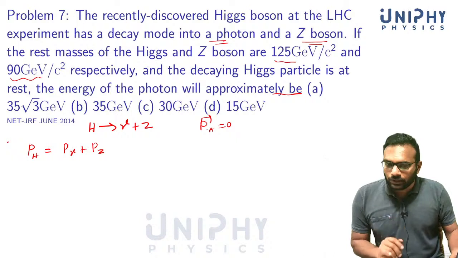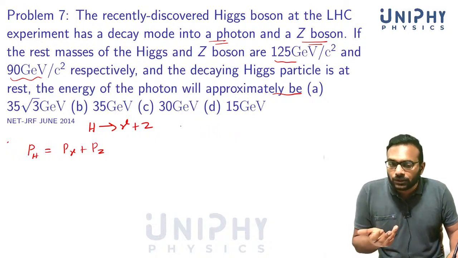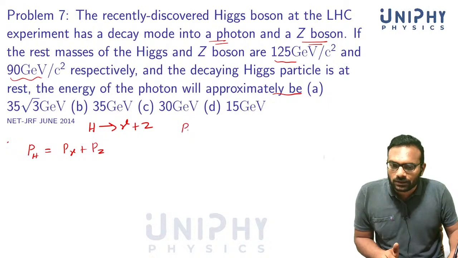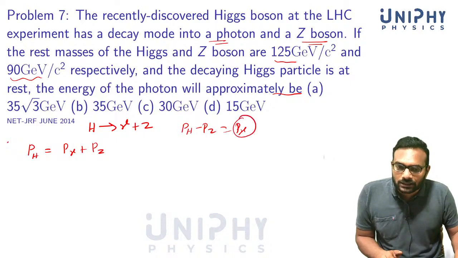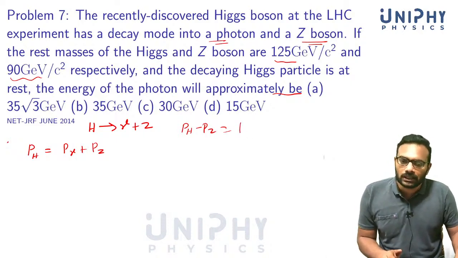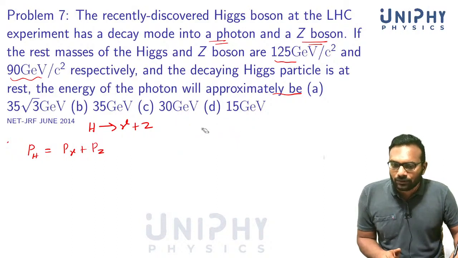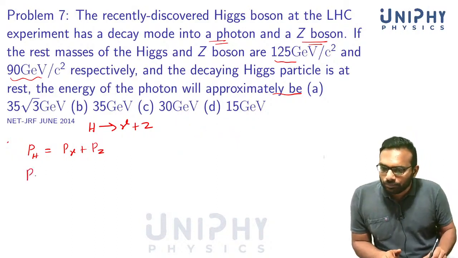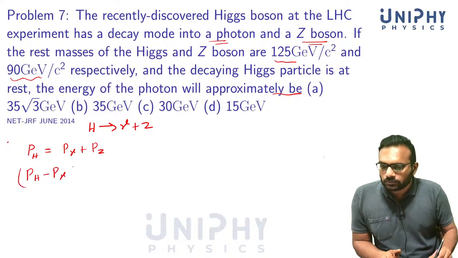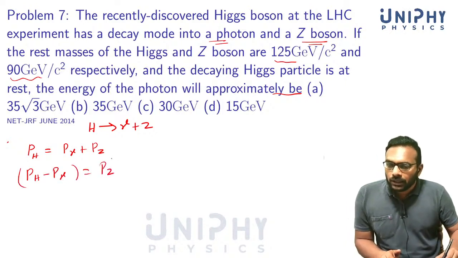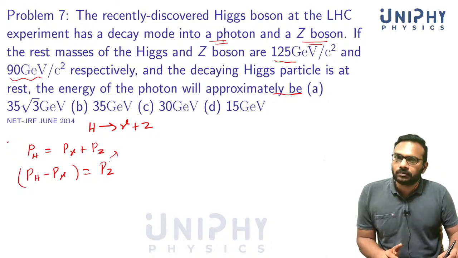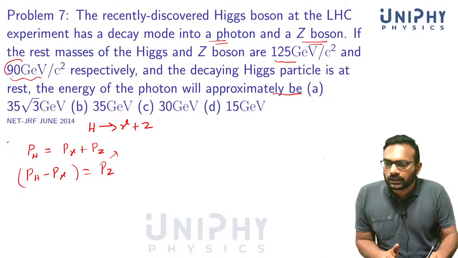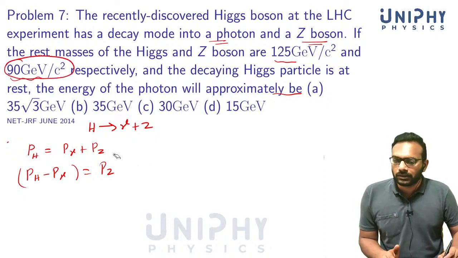One way you will try is to do this: you can write pH minus pZ is equal to p gamma, and square it. But squaring this will give you 0, because the photon has 0 mass. So the convenient way is to say pH minus p gamma is equal to pZ. Now if you square this, you will simply get the mass of the Z boson, and the mass of the Z boson is already given. I will show you how we do this.